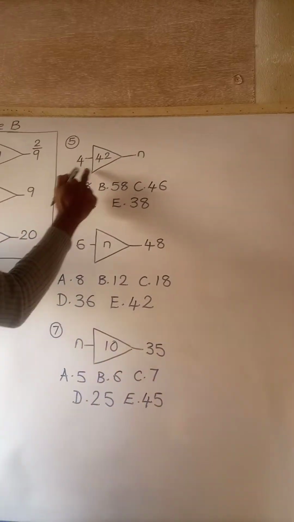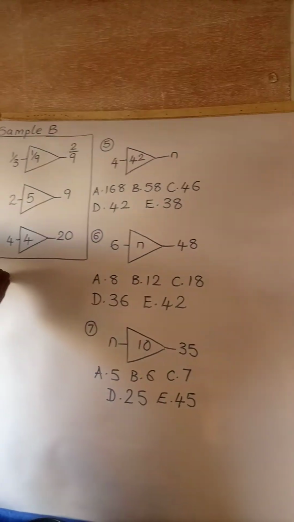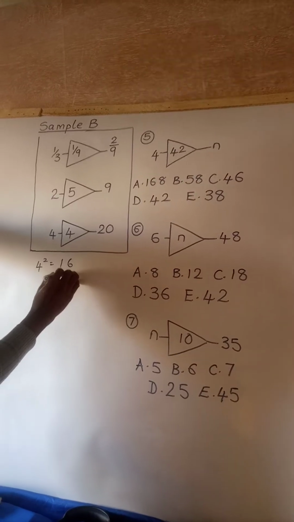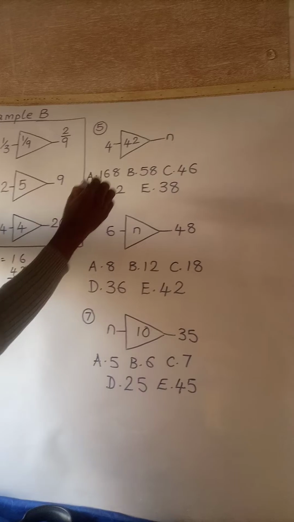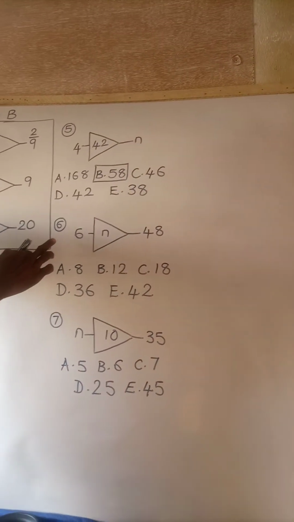In question number 5, what we have here is 4, so 4 squared. 4 squared means 16. 16 plus 42 will give us 58. So the answer to question number 5 is 58.